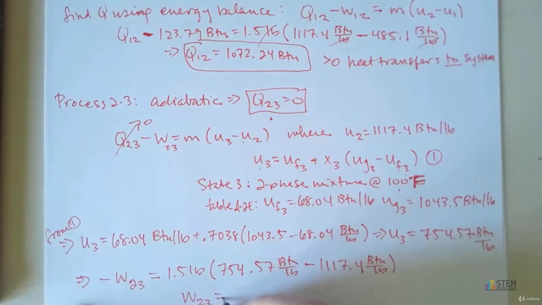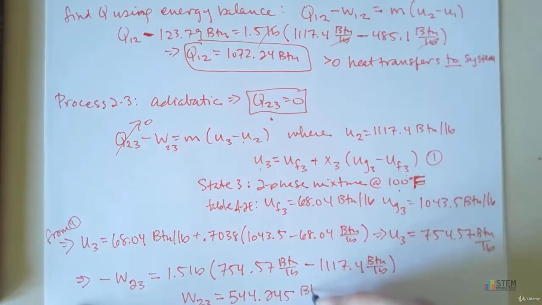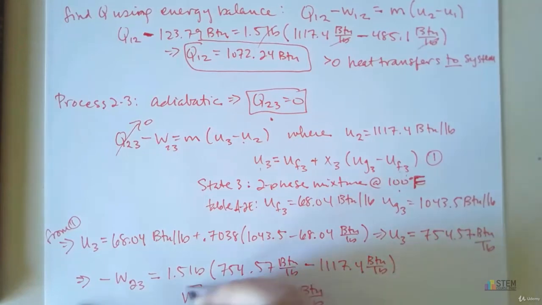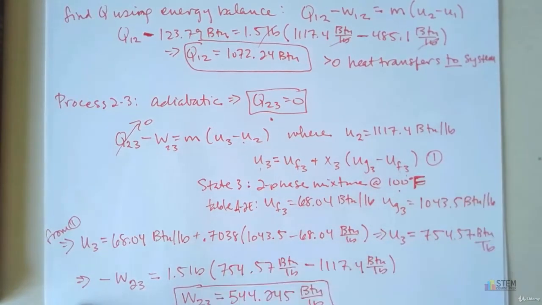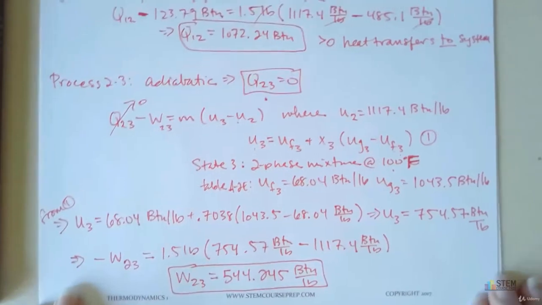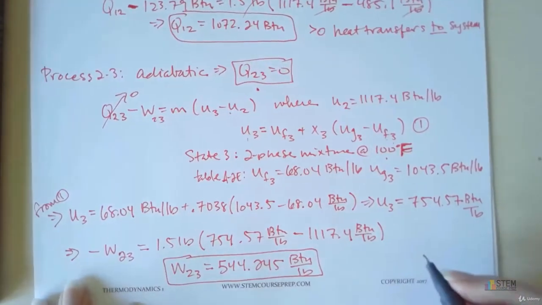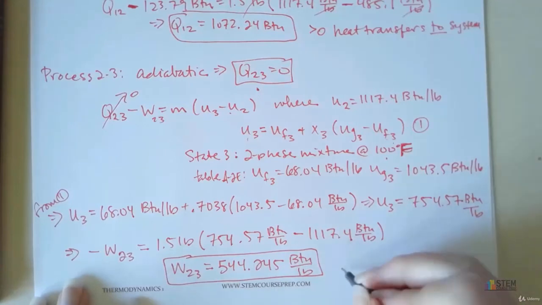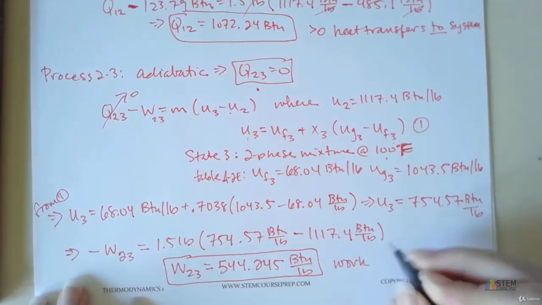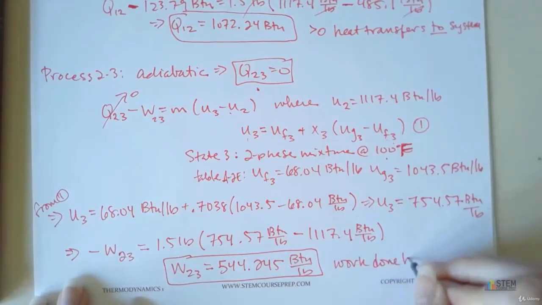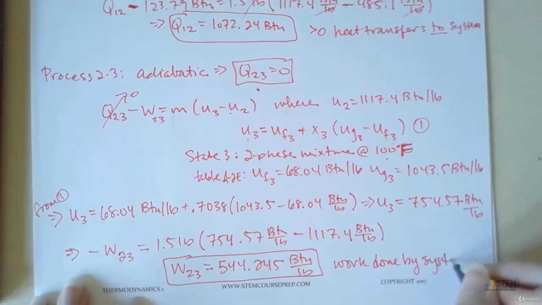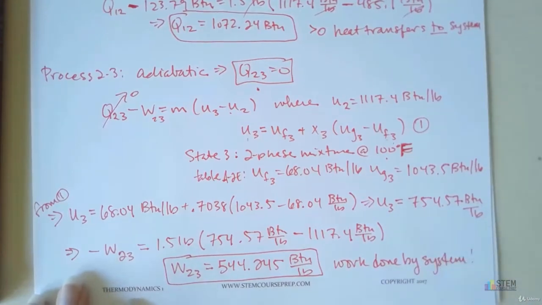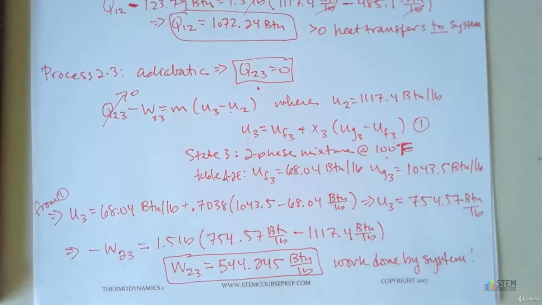Calculate all that out, you'll get 544.245 BTU per pound. Here's another answer. We're just moving along, right? It's only taken us 20 minutes so far. Look at your sign, we got positive. So this means work is done by the system. All right, we did not need any sort of external work to be done for us.